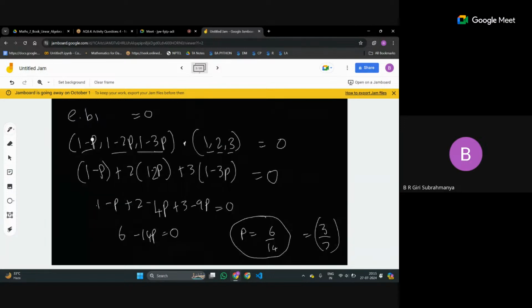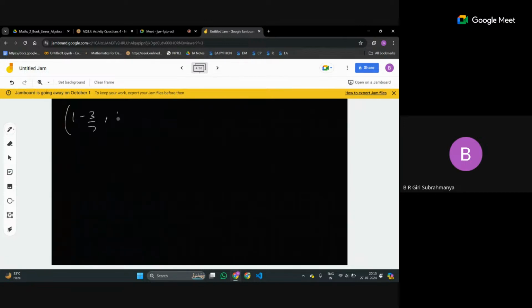And then what is your error vector? The error vector is 1 minus P, 1 minus 2P, 1 minus 3P, correct? So you have to substitute 3 by 7 there. You will get 1 minus 3 by 7, 1 minus 2 times 3 by 7, 1 minus 3 times 3 by 7. If you calculate this, you will get 7 minus 3, which is 4 by 7. 7 minus 2 threes is 6, so 7 minus 6 will be 1 by 7. And 7 minus 3 threes is 9, so 7 minus 9 is minus 2, so minus 2 by 7.